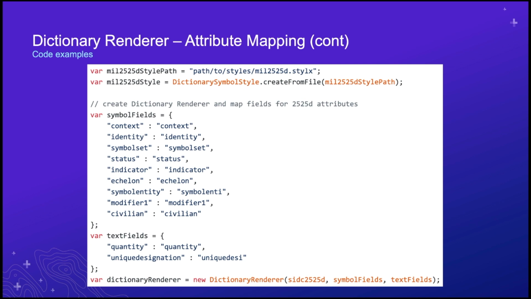The same workflow will work if you're not using symbol IDs, but if you have attributes instead, such as when you're using mil2525D. You can see here that we're specifying the context, identity, symbol set, status, and so on. And this will give us the same output as with using the symbol ID code.